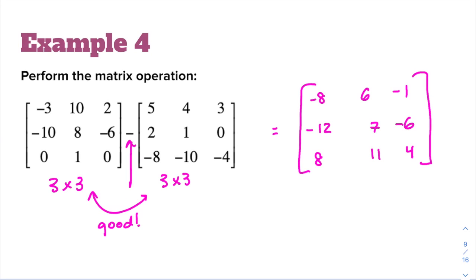The only one I could see maybe some trickiness on is minus negative 8. That's what gave you a positive 8. And then same thing, minus negative 10 gave you positive 11. Minus negative 4 gave you positive 4. So that last row is probably where I would expect any issues. But that's what your answer should be.